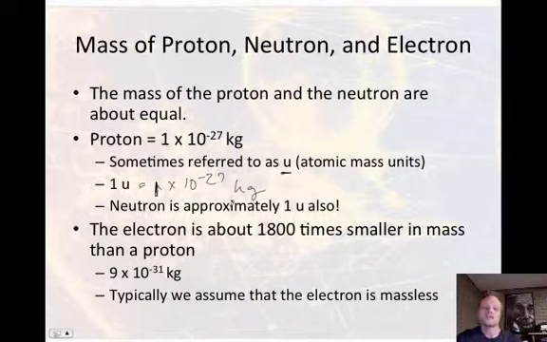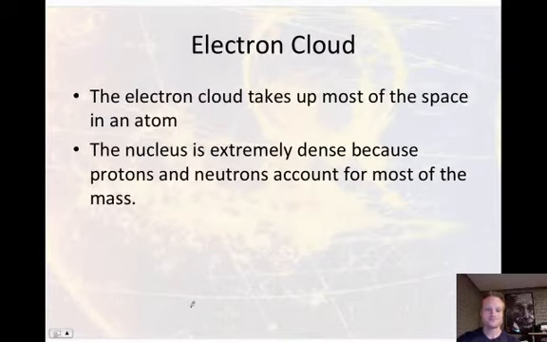What's interesting is the electron is about 1,800 times smaller in mass than the proton. So it is considerably less. And if you're curious, the mass of one electron is 9 times 10 to the negative 31st kilograms. So generally, we assume that electrons are massless. Even though they're really not, compared to the proton and the neutron, they basically are massless. The electron cloud is an area of space around the atom, and basically this is where the electrons can be found. The electron cloud takes up the majority of the atom.